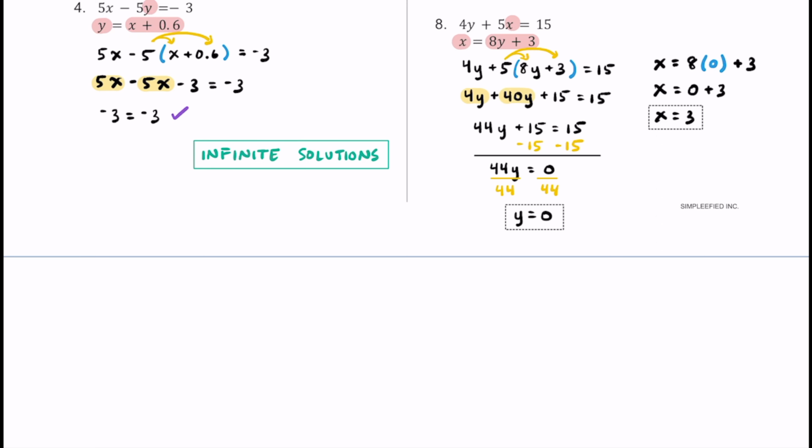Alrighty, so now that we know x and y, we can put them together to write our solution of 3, 0. So these two linear equations would intersect on the positive x-axis.